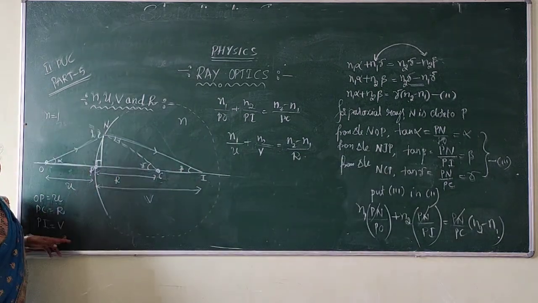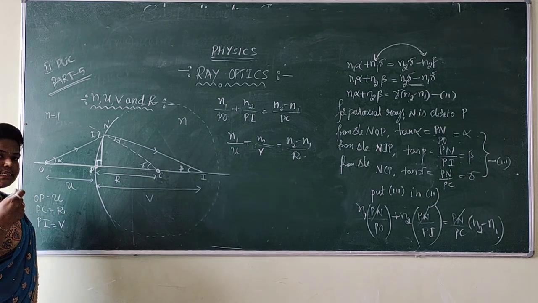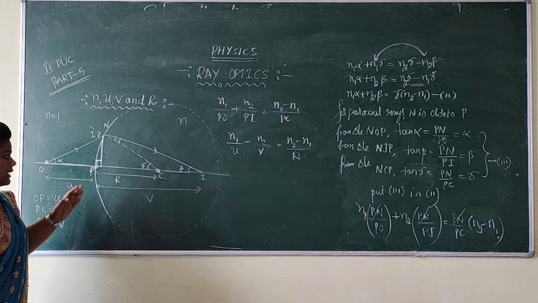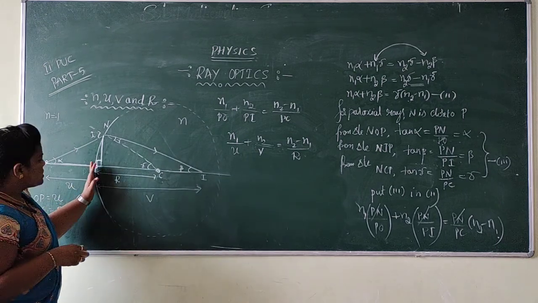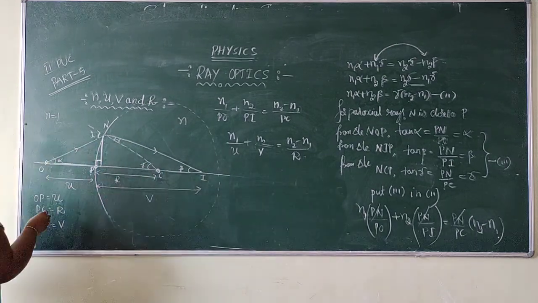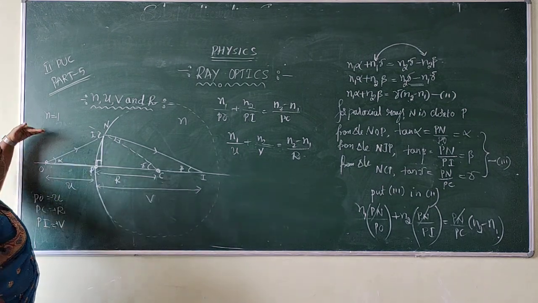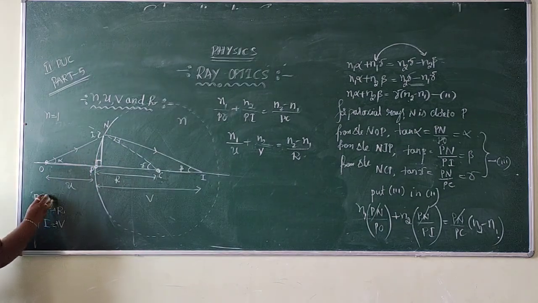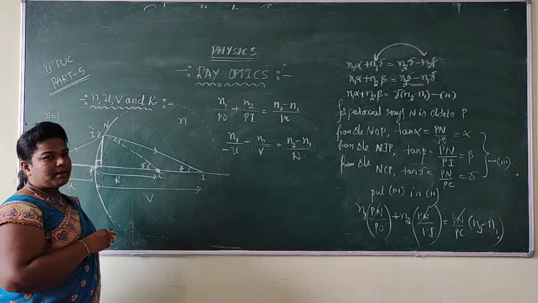But one thing, we should apply the sign convention. See, all the distances which are measured along the direction of incident ray are taken as positive, and the distances which are measured opposite to the direction of incident ray are taken as negative. Here, our ray of light is moving in this direction, so the radius of curvature and the image distance are measured along the direction of incident ray, so V and R become plus. Whereas the object distance is minus. Why? Because the incident ray is in this way, whereas I am measuring the object distance in the opposite direction of incident ray. So PO is equal to minus U. So dear students, now with the help of sign convention, here it becomes minus U.